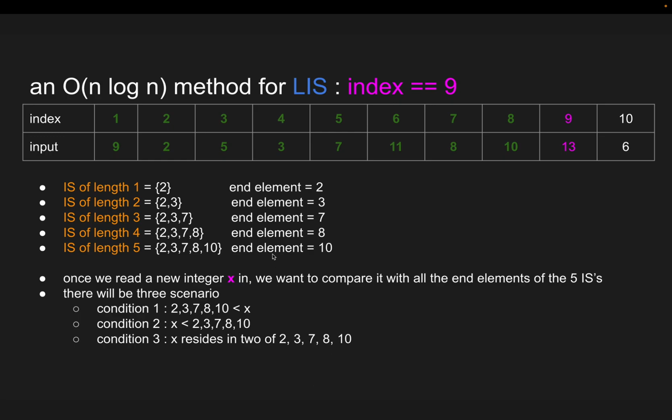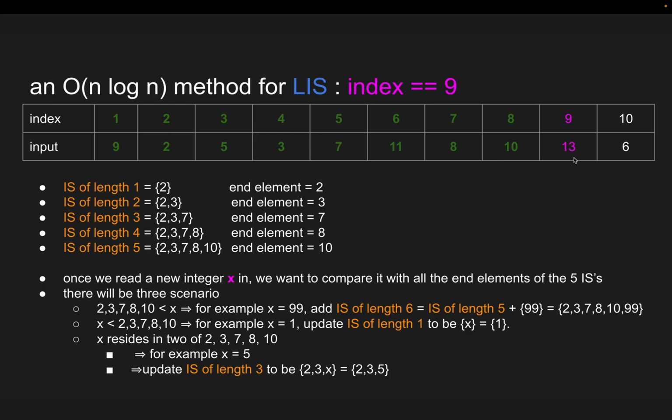In fact, when comparing a newly read integer, there are only 3 cases. Case 1: the newly read integer is larger than all these end elements. Case 2: the newly read element is smaller than all the end elements. And the third is that the newly read element x resides in between two of the end elements.